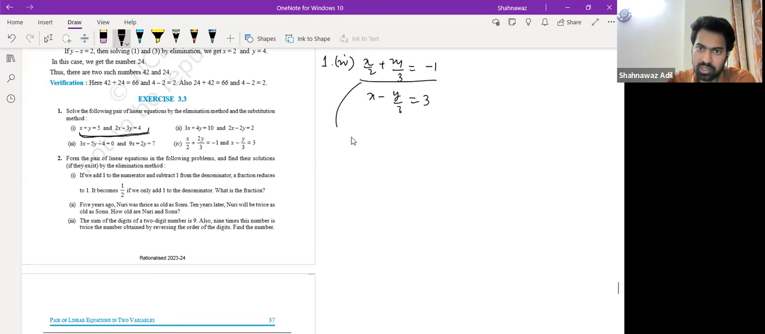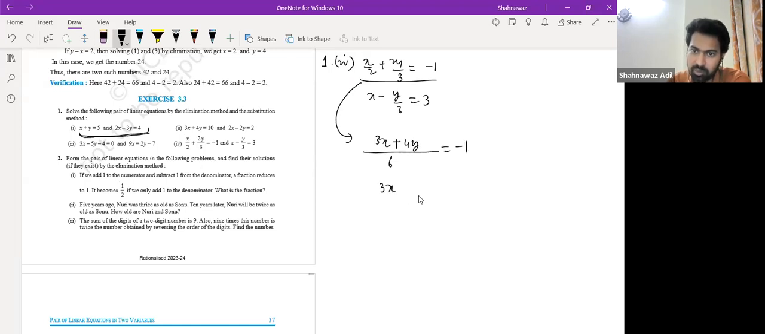So we have to take the LCM. LCM of 2 and 3 is how much? 6. 6 divided by 2 is 3, so 3x, and 6 divided by 3 is 2, so 4y equals minus 1. So 3x plus 4y equals minus 6. So this is the nice looking equation, right?